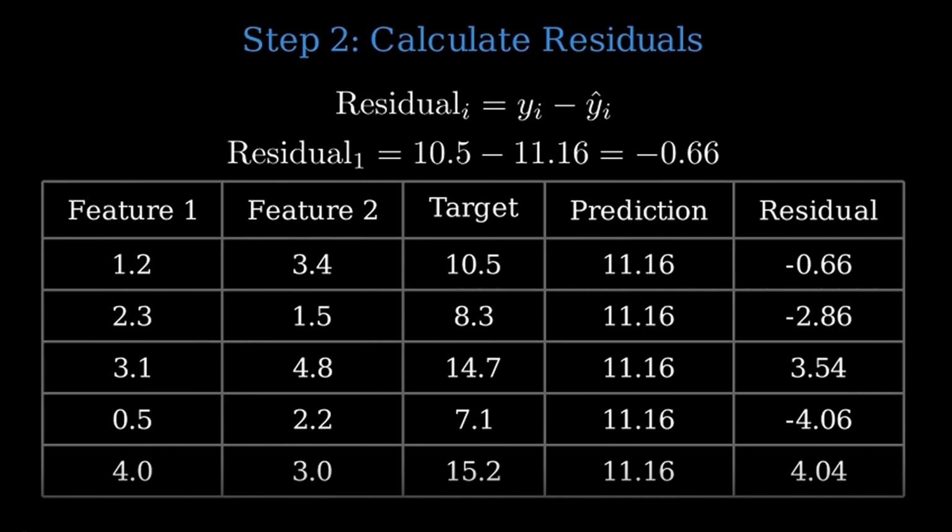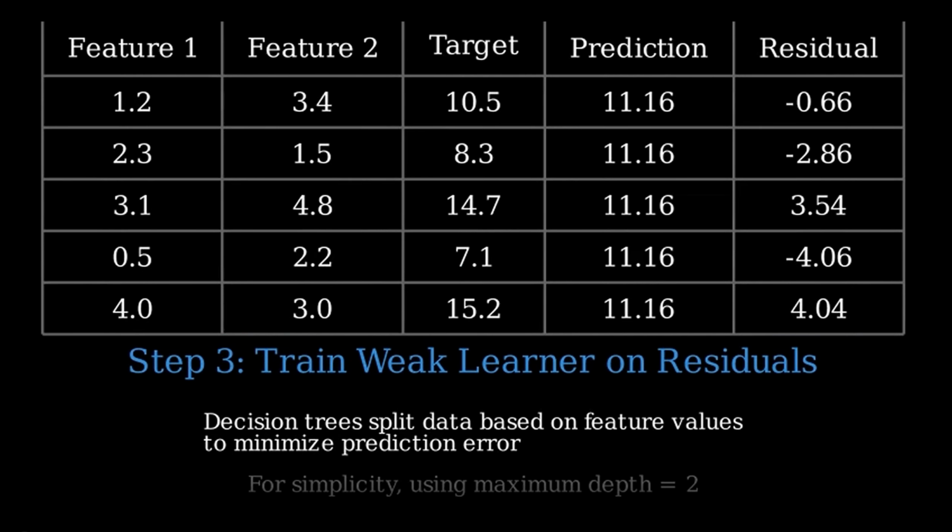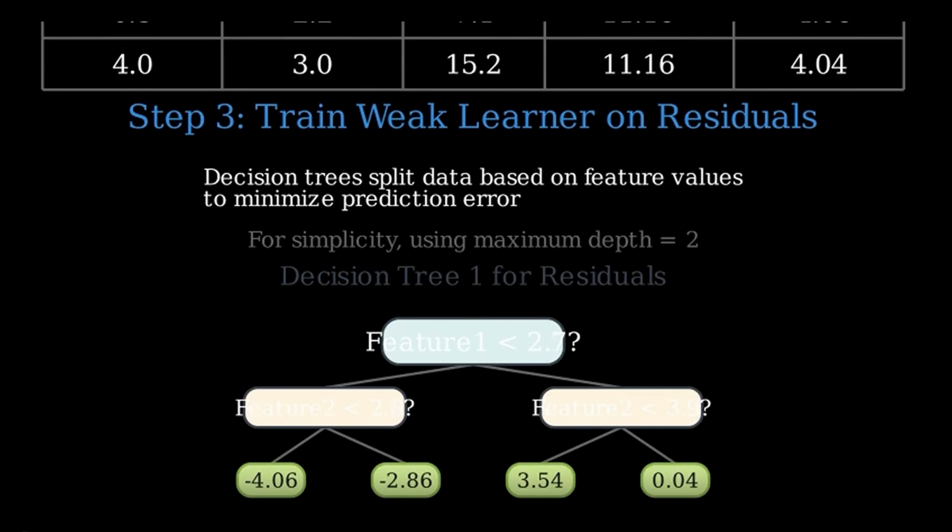Step 3. Train a weak learner to predict these residuals. In gradient boosting, we typically use simple decision trees. For demonstration, we'll use a tree with a maximum depth of 2. Here's what our first decision tree might look like based on our features and residuals.